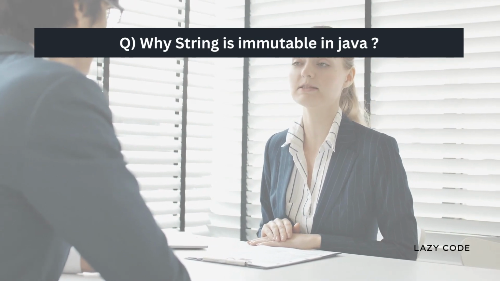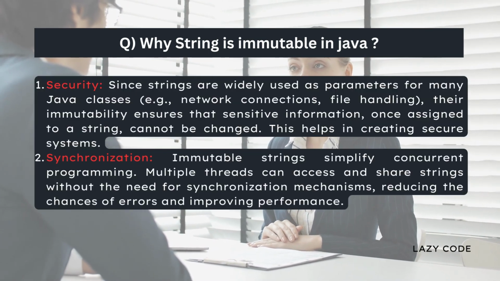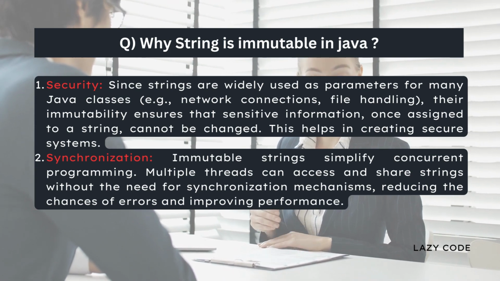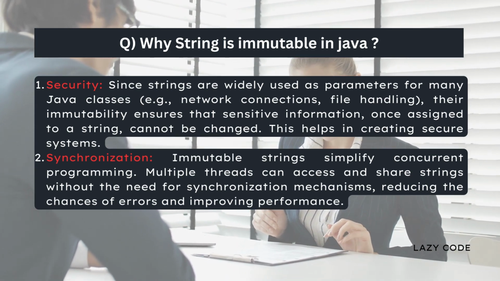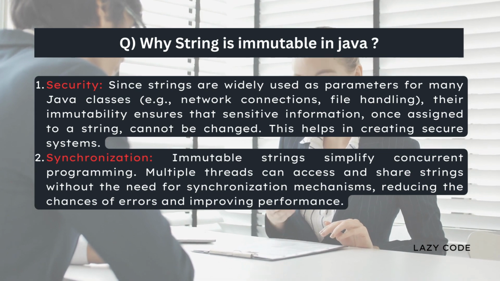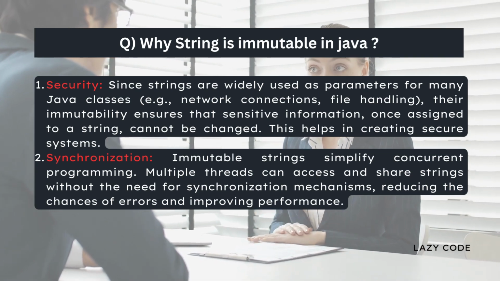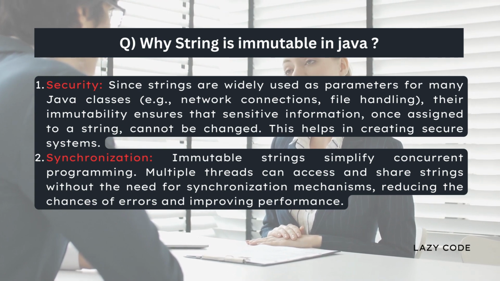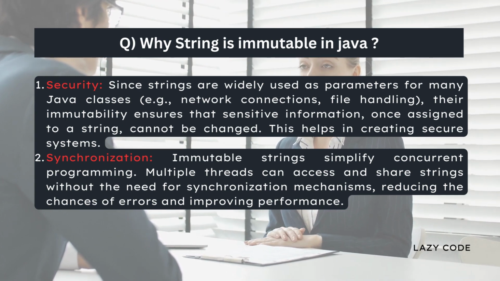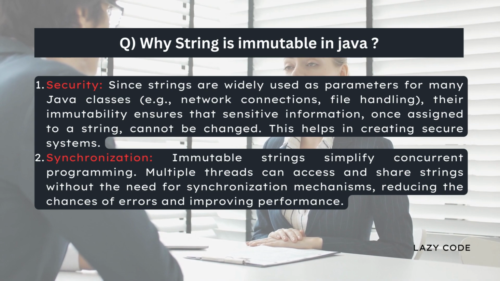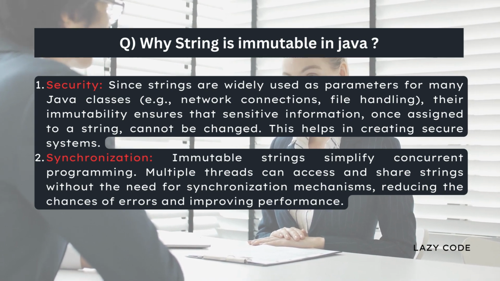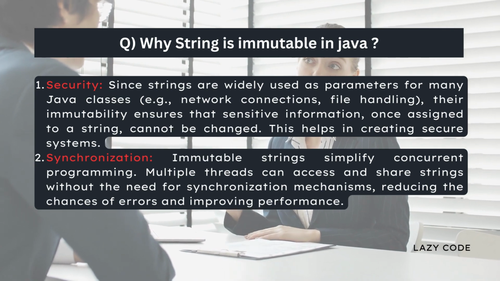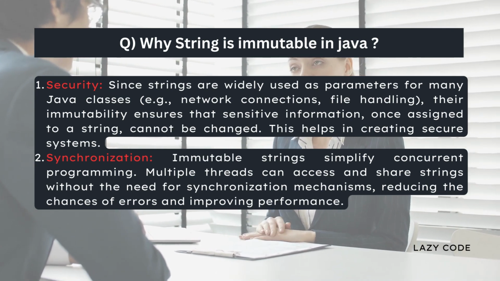Why string is immutable in Java. Security: since strings are widely used as parameters for many Java classes, for example, network connections and file handling, their immutability ensures that sensitive information, once assigned to a string, cannot be changed. This helps in creating secure systems. Synchronization: immutable strings simplify concurrent programming. Multiple threads can access and share strings without the need for synchronization mechanisms, reducing the chances of errors and improving performance.